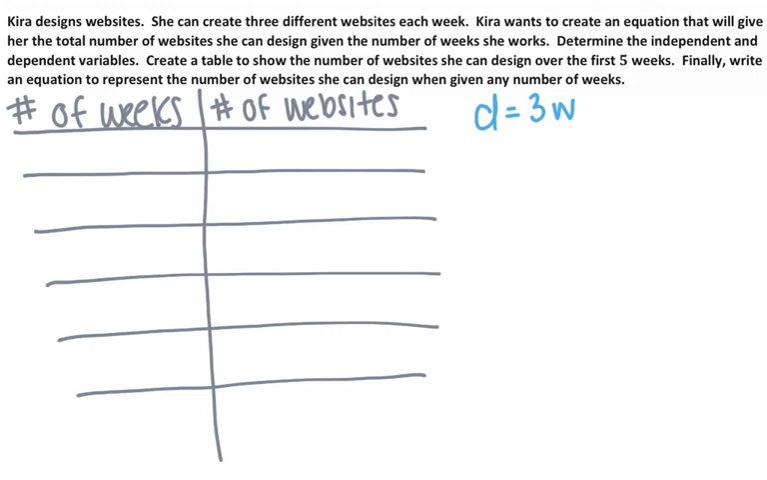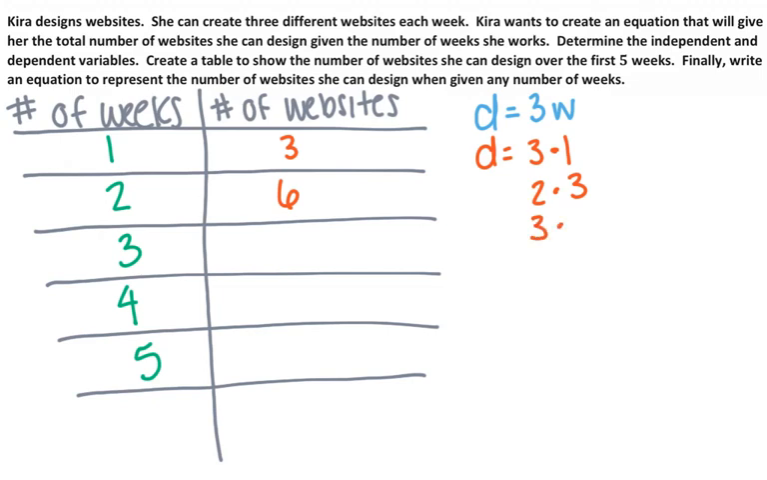So now we can start filling in our chart, and under number of weeks, I'm just going to count to 5. So 1, 2, 3, 4, 5. Now we can take our equation and we can plug in our numbers. So we'll have D is equal to 3 times 1, which is 3. And then we'll have 3 times 2, which is 6. And 3 times 3, which is 9. And 3 times 4, which is 12. And 3 times 5, which is 15. So in 5 weeks, she can design 15 websites.